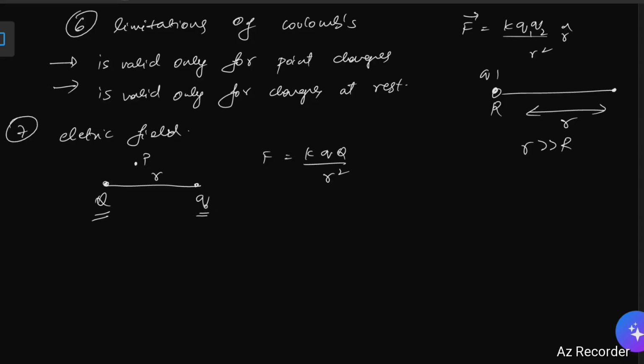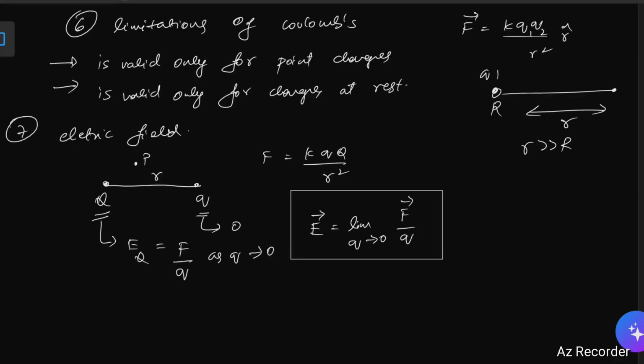But I'm concerned with only capital Q. So I have to make sure that small q tends towards 0. Then I can say that the electric field due to capital Q is given by F divided by q as q tends to 0. This is the definition of electric field. Formally we write: electric field is defined as the limit as q tends to 0 of F by q. We are making sure that small q tends to 0, which is why it is also called a test charge.